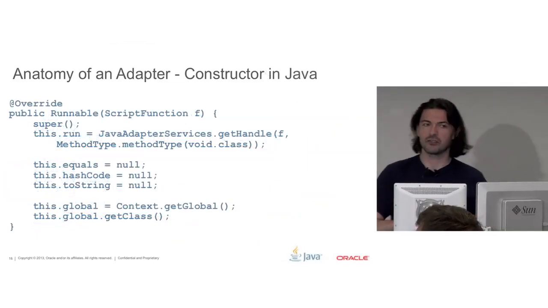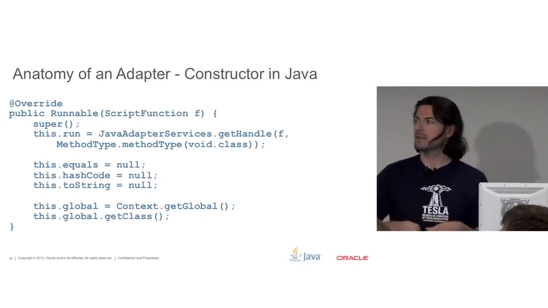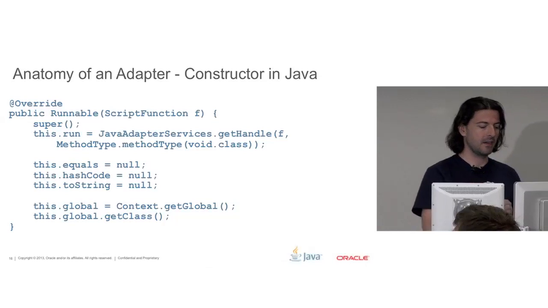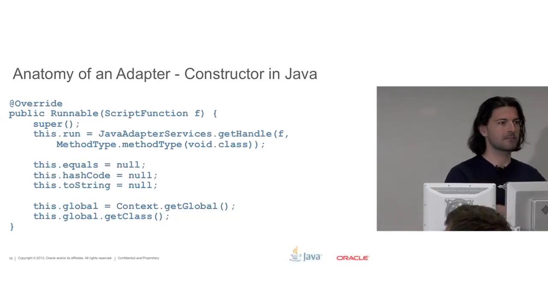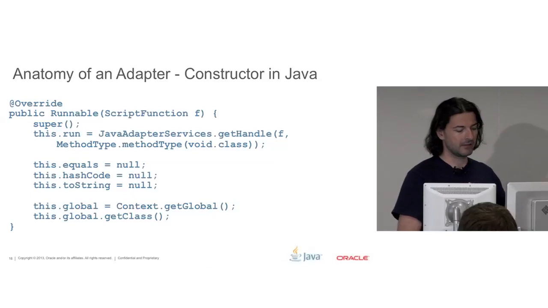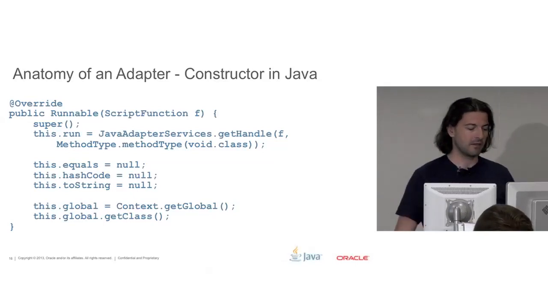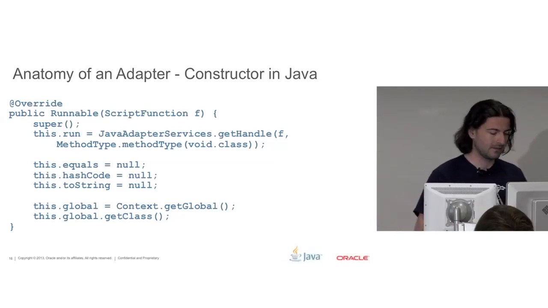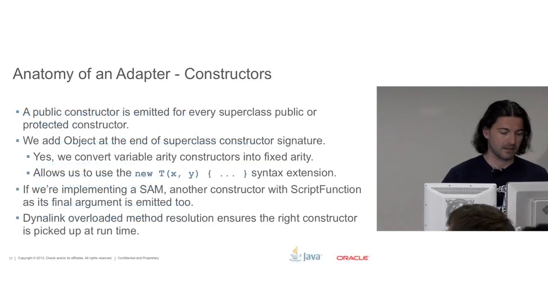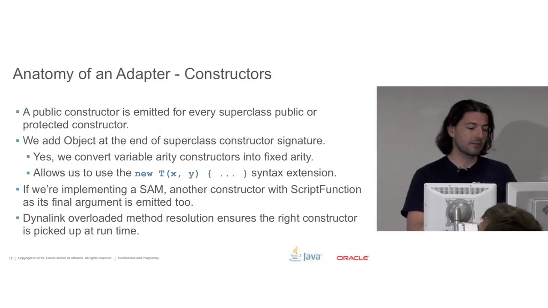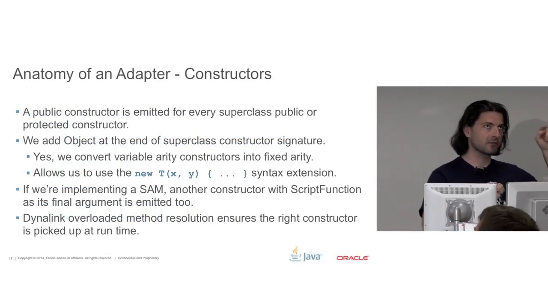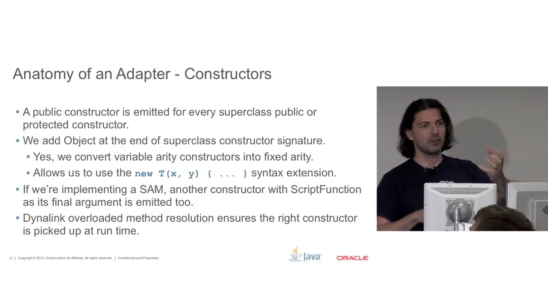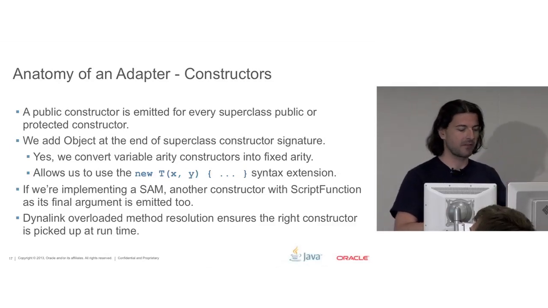If this code were written in Java, we generate bytecode with ASM, then it would look something like this. So you again go to our service class, tell it, hey, here's a function, adapt it to this method type, store it in the run field, and all the other guys are null. We also store the defining context that we need, and the last line is obviously the null pointer check. So for every public or protected constructor in the superclass, we will emit one or two new constructors that have an additional object or maybe an additional script function argument.